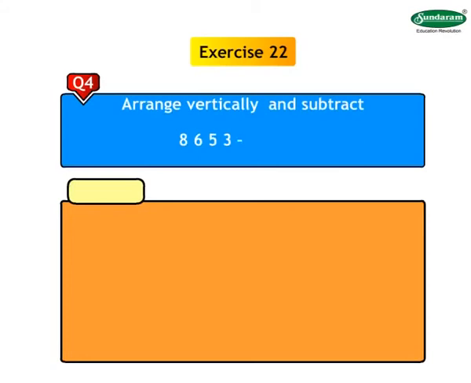Question 4. Arrange vertically and subtract 8,653 minus 2,430. Since both are 4-digit numbers, the place values will be starting from units place, then tens place to its left, then hundreds place and thousands place. Place the digits of the numbers in their appropriate places, starting from units place and proceeding to the left. Put a minus sign to the left.